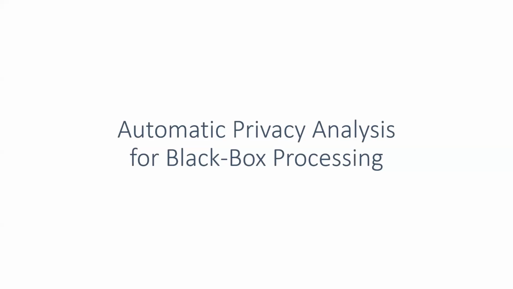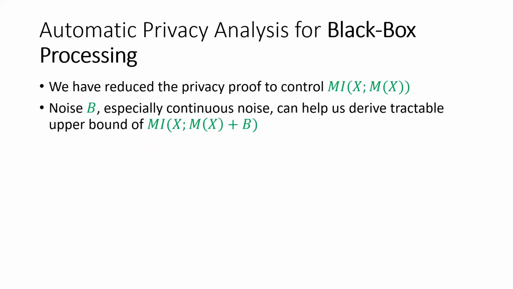Okay, but unfortunately, in practice, most of our processing is very complicated, and we don't have a clear picture of either the output distribution or the input. So we need an automatic privacy analysis for the black box processing. In this case, we need to add some noise, but the motivation is pretty different from differential privacy. The problem is we don't have a clear picture of what the output distribution looks like. It's a black box.